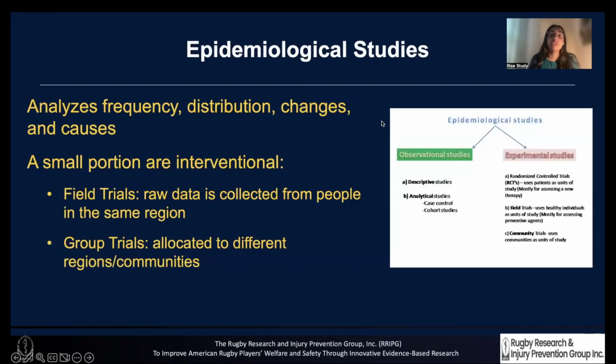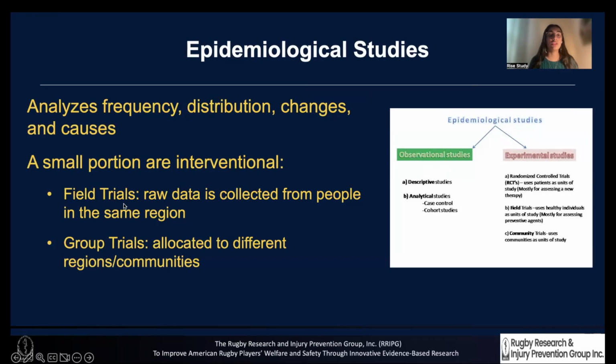Next, we have epidemiological studies. Essentially, these studies analyze frequency, distribution, changes in time, and causes. As you can see from this graphic, they can be broken down into observational studies, which I will analyze on the next slide, and experimental studies. Experimental studies, which I will focus on in this slide, have three types. One could be randomized controlled trials, which use patients as units of study, but this is mostly for assessing, for example, a new type of therapy.